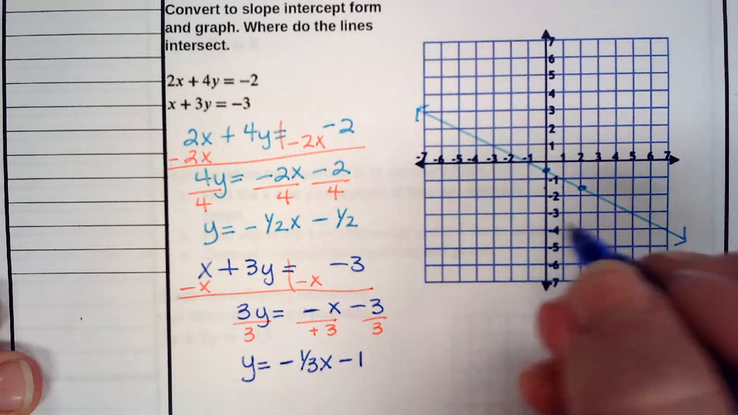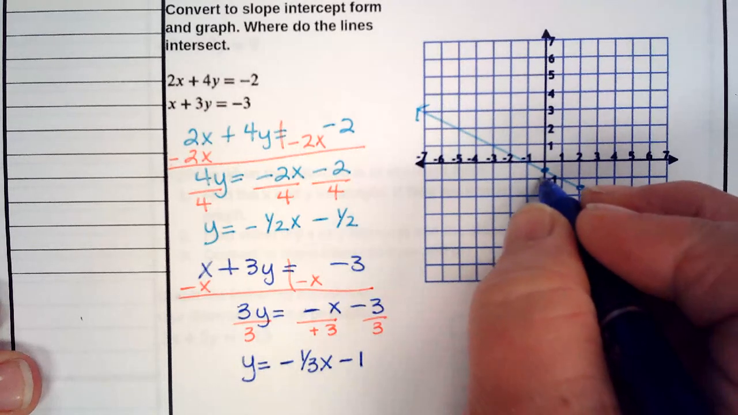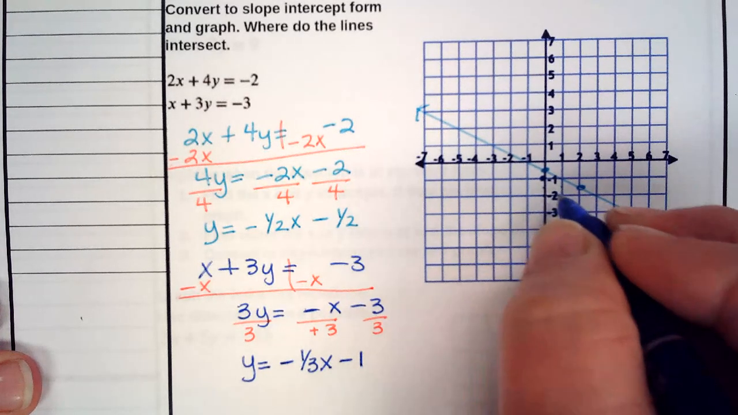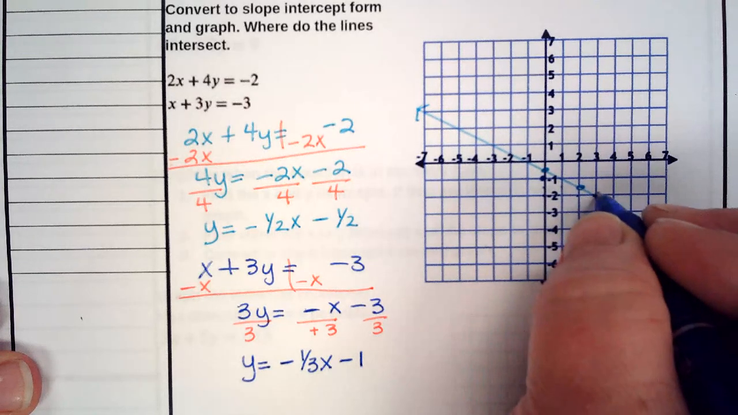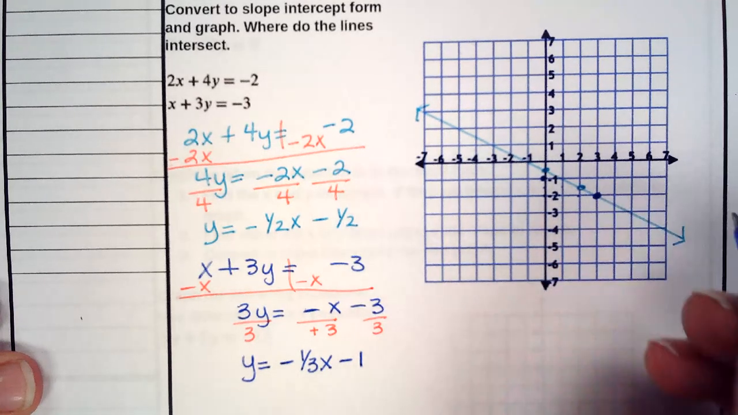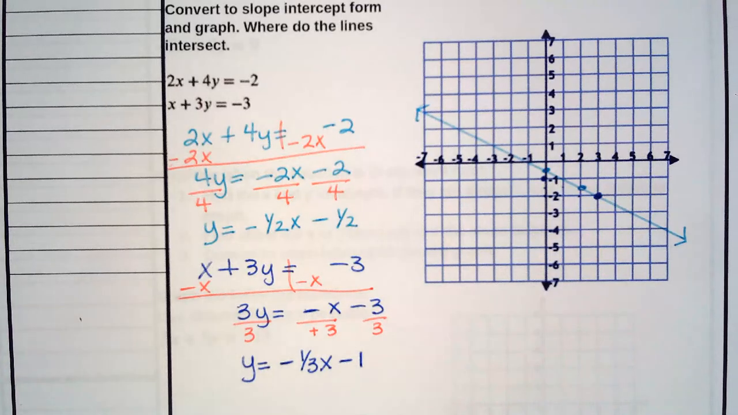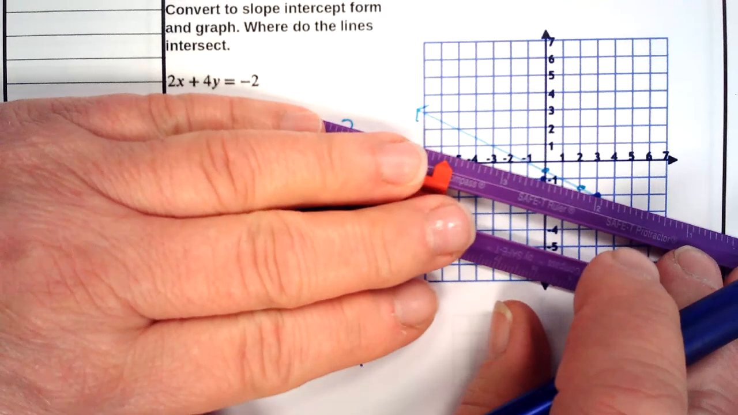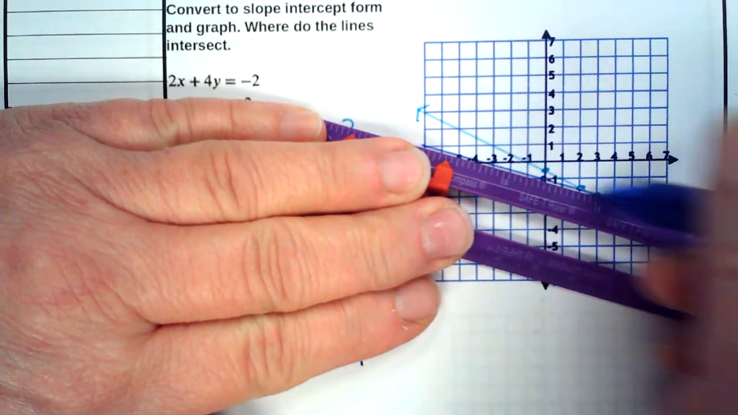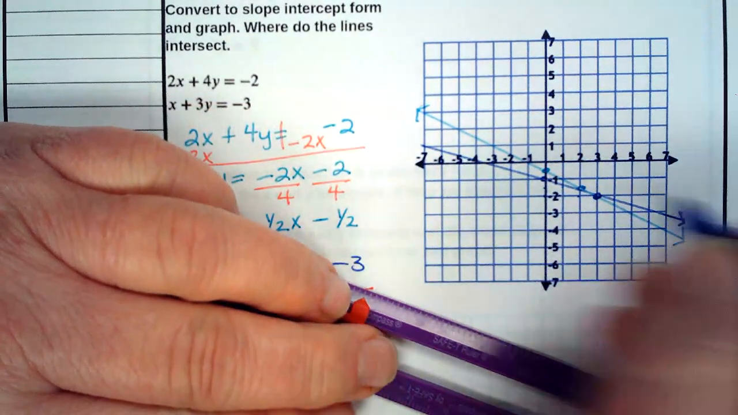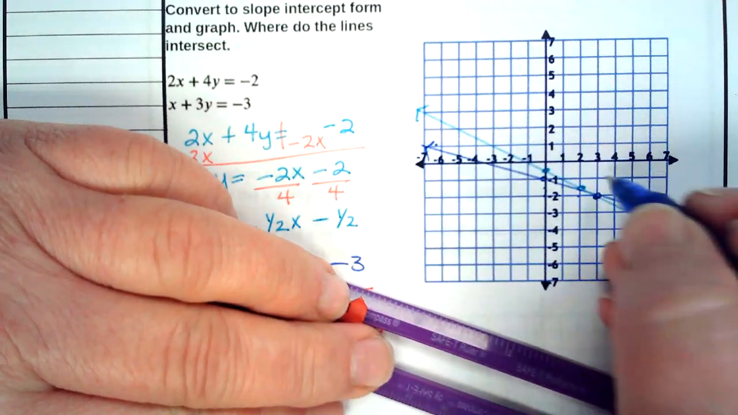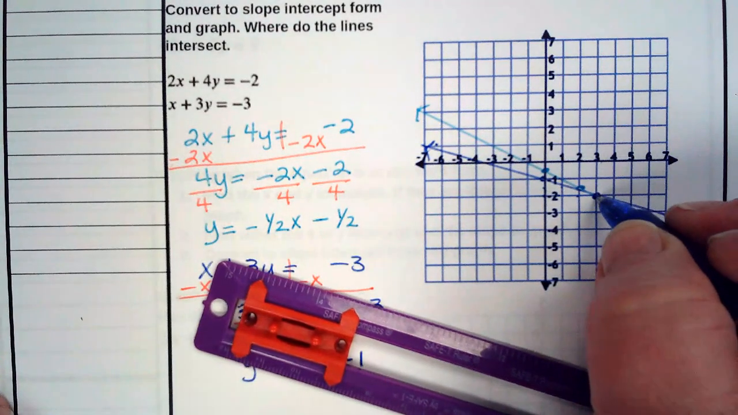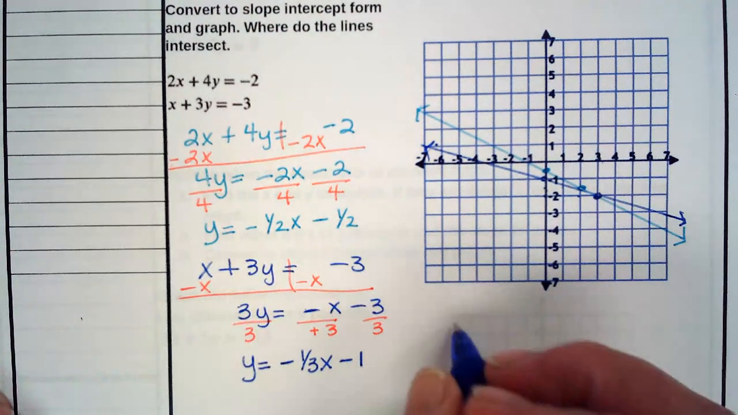So I begin at negative 1. I go down 1 and right 3. My point of intersection is (3, -2).